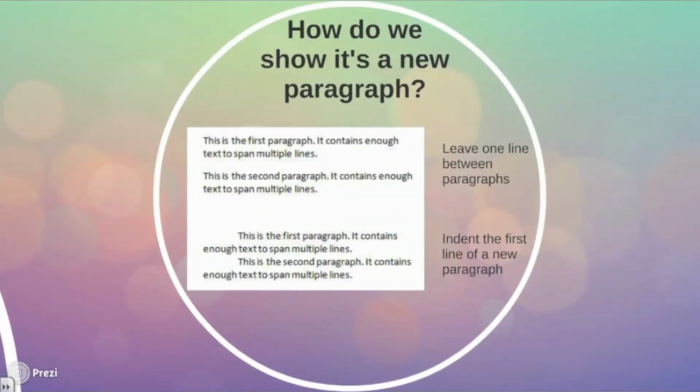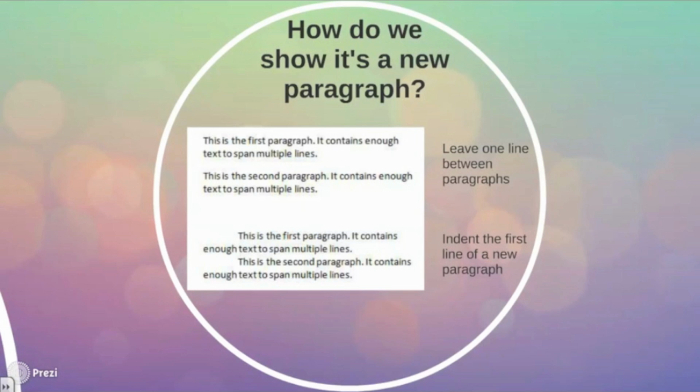We can show that we are starting a new paragraph in two different ways. The first way is we can leave one line between our paragraphs, as in the top example. You write your paragraph, then you leave one line and then you start your new one. That's a newer or more modern way of indicating to your reader that you are starting a new paragraph. Obviously we use computers a lot more now, so this is standard convention if we are typing something.